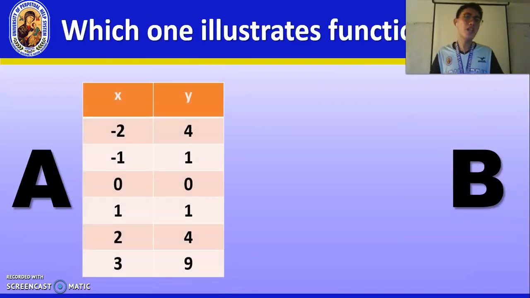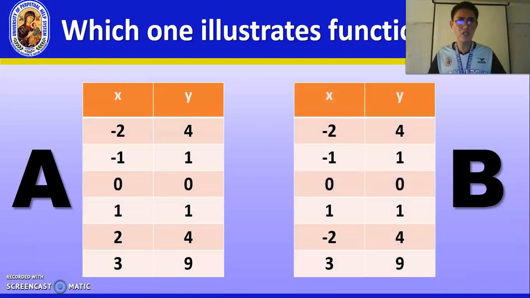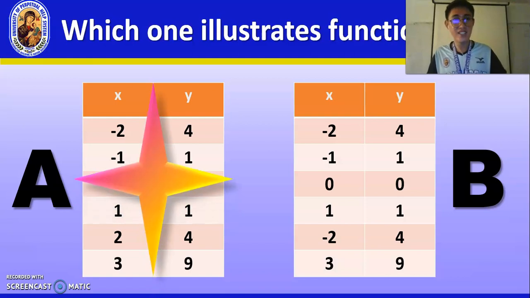More, which one here illustrates a function? Again, applying the shortcut. Group A and Group B. Do we have a repetition in Group A? Answer, none. Very good. Therefore, that is a function. How about B? Yes, there is, which is -2. Therefore, we can say that Group B is not a function.